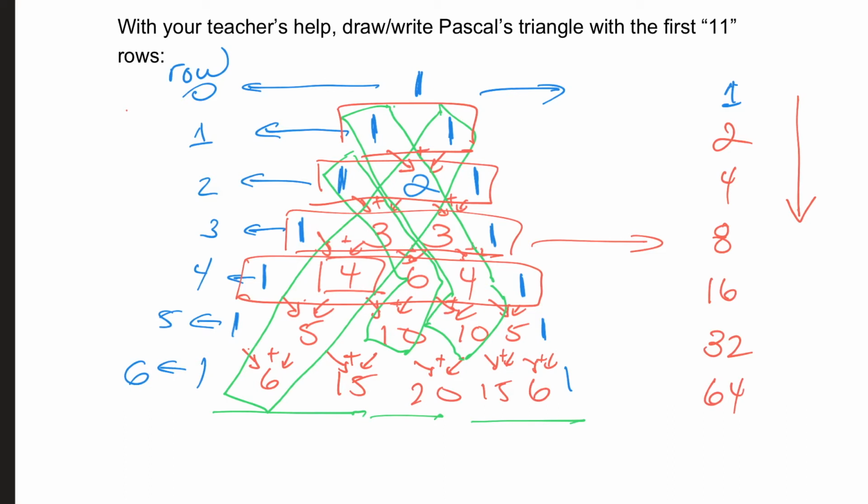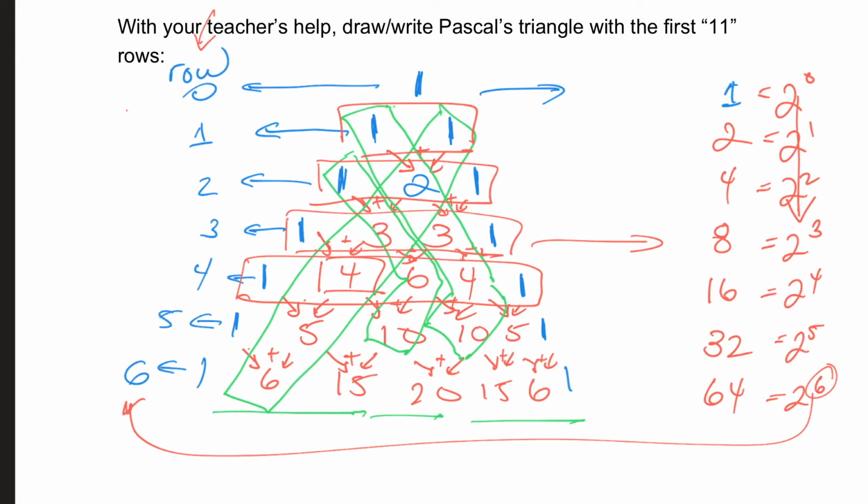The other cool thing is that these sums have a connection to the row number. If we take the row number, this is really 2 to the power of that row number. So this is really 2 to the power of 1. This is the same thing as 2 squared. This is going to be 2 to the power of 3, 2 to the power of 4, 2 to the power of 5, and 2 to the power of 6. So here the exponent matches our row number. Okay, so that's also another interesting aspect of Pascal's triangle.